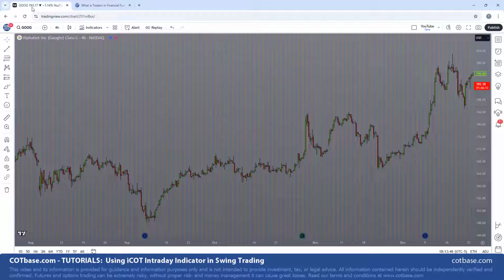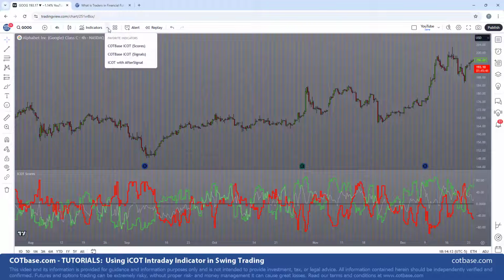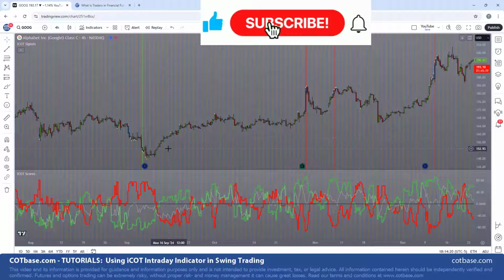So of course stocks do not have open interest, so that's not something we would get a traditional COT report on, but the iCOT Intraday Indicator is something you can actually use on, in this case, Google. So we're going to open this chart. I'm going to add the scores lines. This is of course the heart and soul of the indicator. It's mimicking what we are used to from classic COT analysis, and we're going to add the basic iCOT Intraday Indicator, and let's talk.